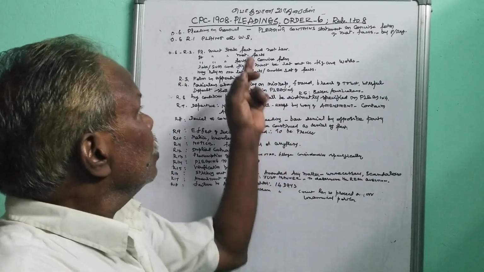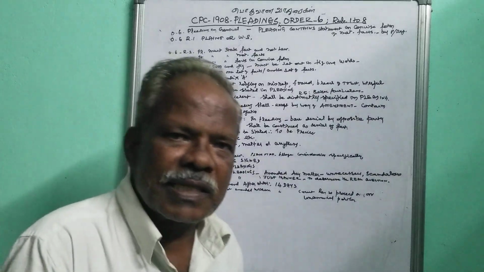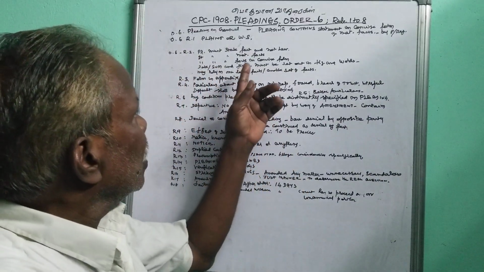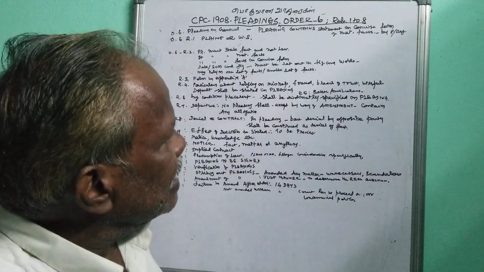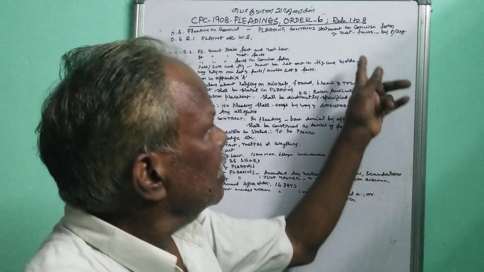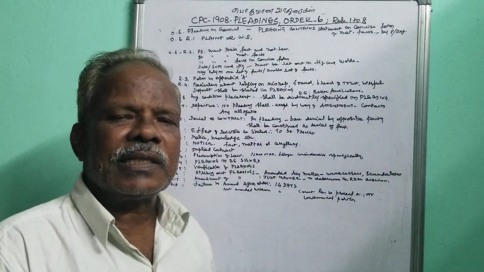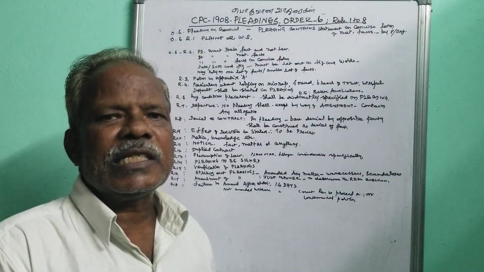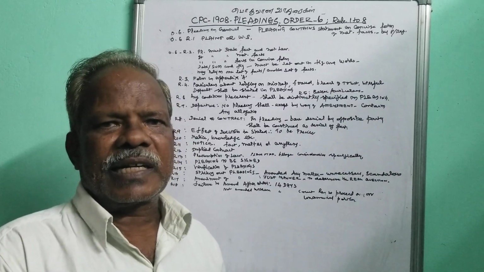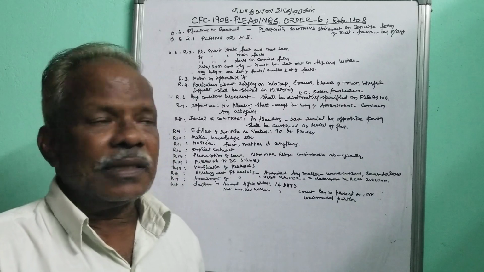So the pleading in general is dealt with in Order 6 and Rule 1. Pleading contains a statement in concise form of the material facts by the plaintiff as well as the defendant. So it contains material facts.